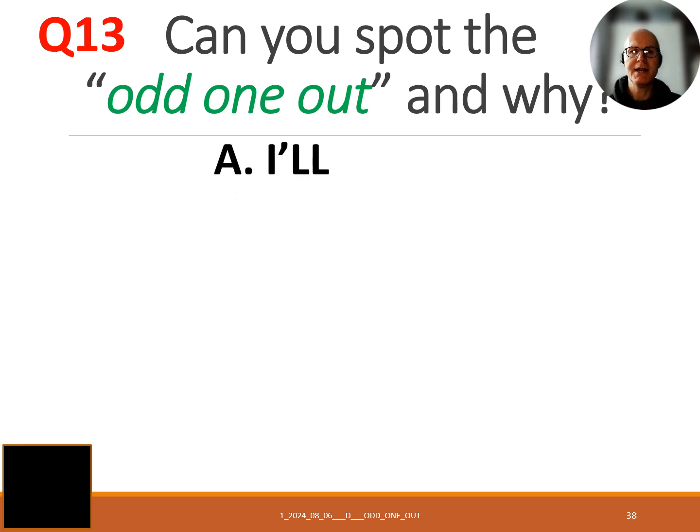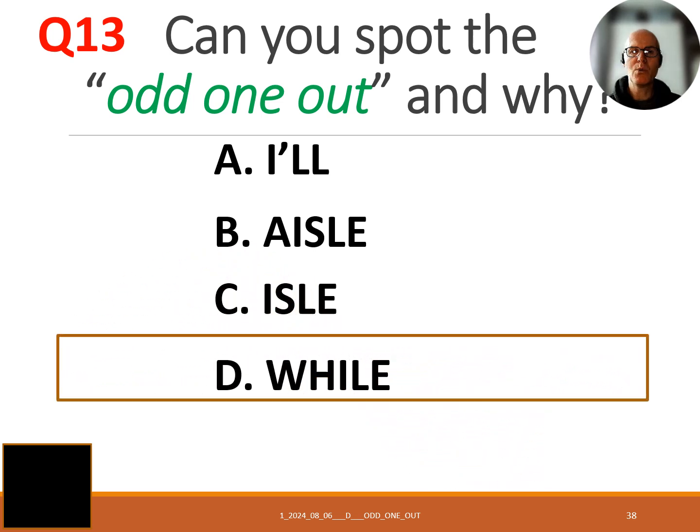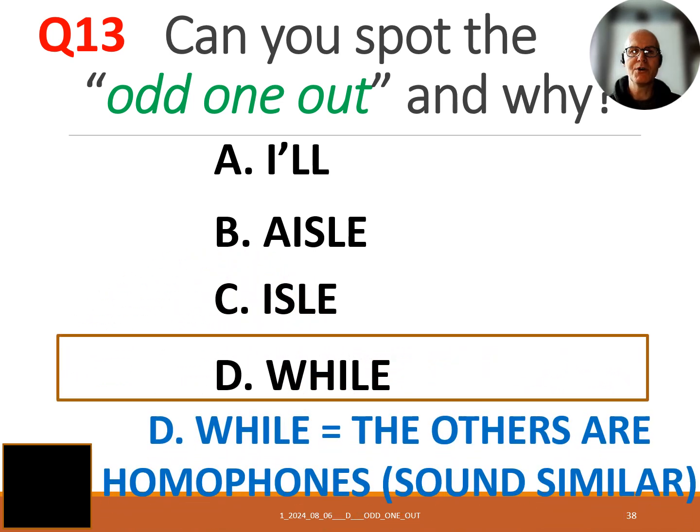Question 13. Isle, aisle, I'll, and while. What was the odd one out here and why? It was while, because the other three are homophones. They sound very similar, but they're spelt differently. Isle, aisle, I'll sound identical, but they're spelt differently and mean different things.